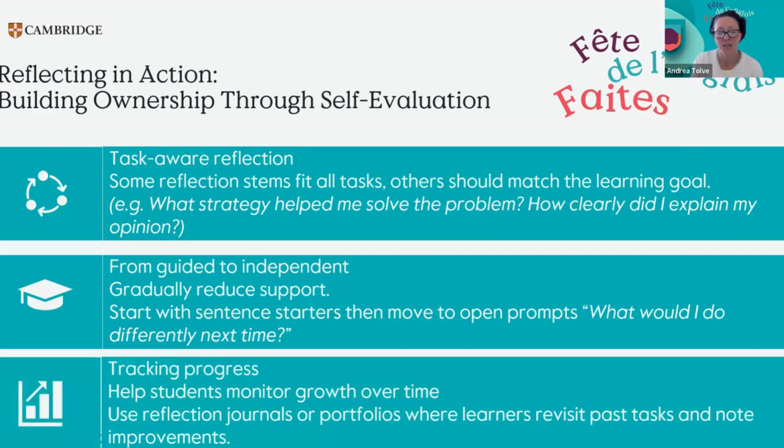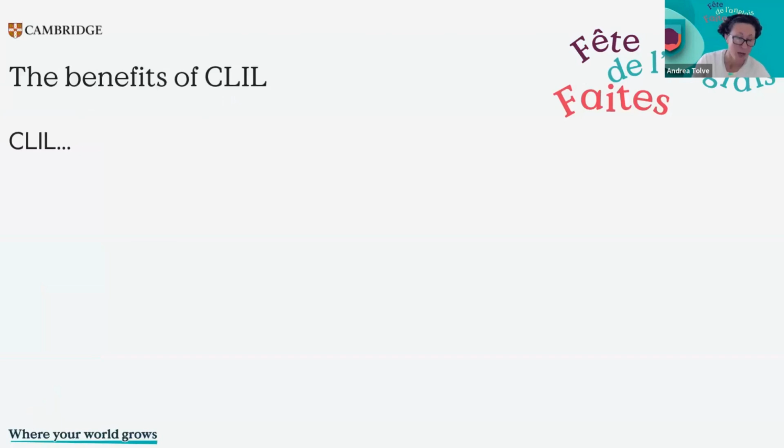And the last one, tracking progress, helping students monitor their growth over time. So maybe you could use reflection journals or portfolios where learners can revisit post tasks and note down improvements. So they can feel they really have that sense of improvement, and it's a great way to build motivation and ownership. So as we're coming to the end, just the benefits of CLIL.